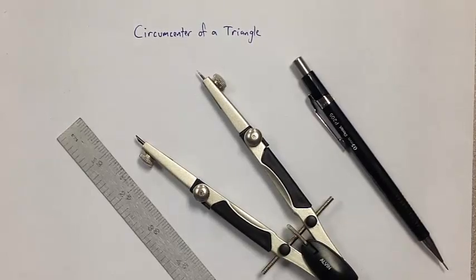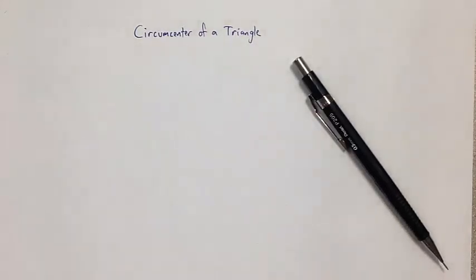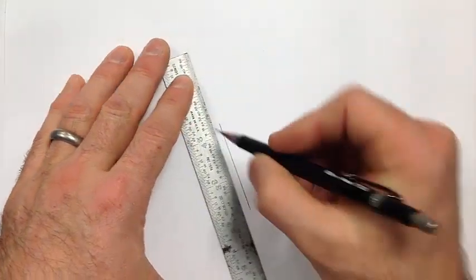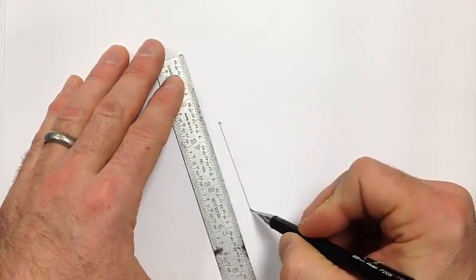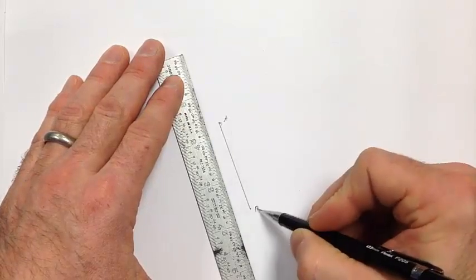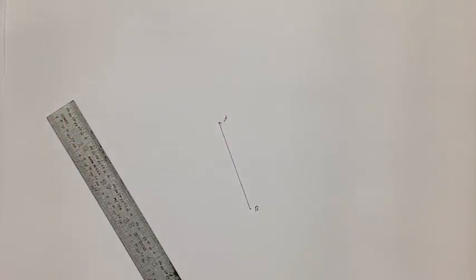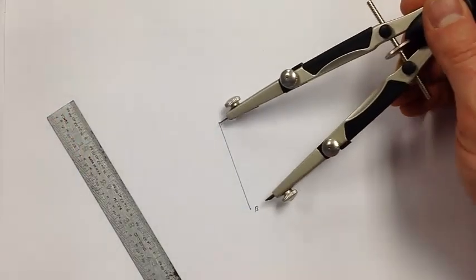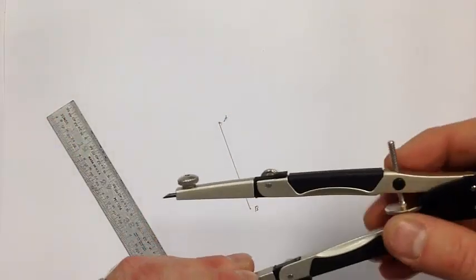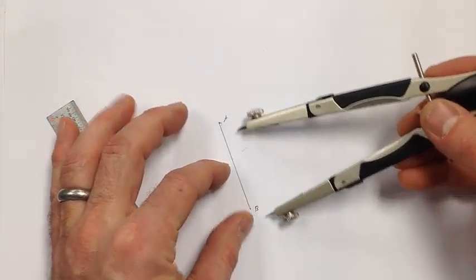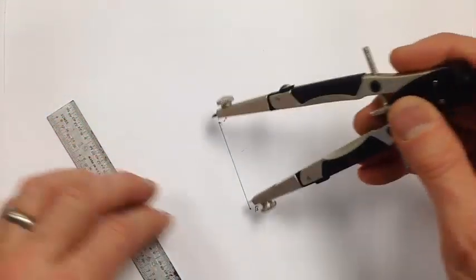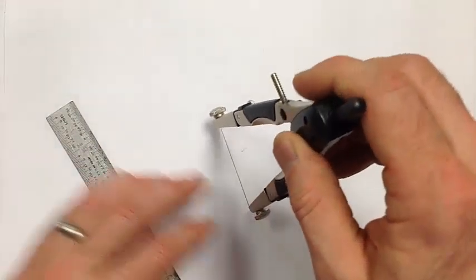So before we do the circumcenter, let's just review how we construct a perpendicular bisector. I'll just start with a random segment here, so we have something to look at. We'll call it segment AB. And we need to construct the perpendicular bisector of segment AB. To do so, we take our compass, and we want a fairly large setting. It has to be at a minimum more than half AB. This particular setting I have here is almost the same as AB.